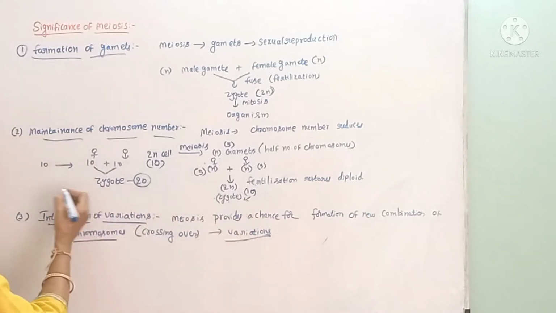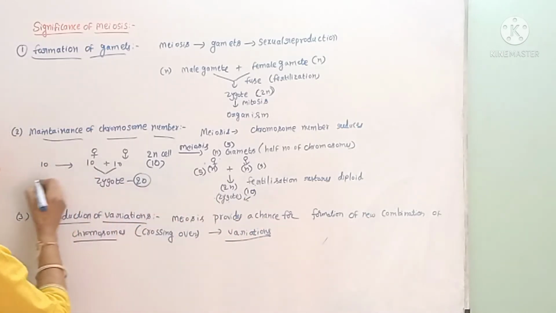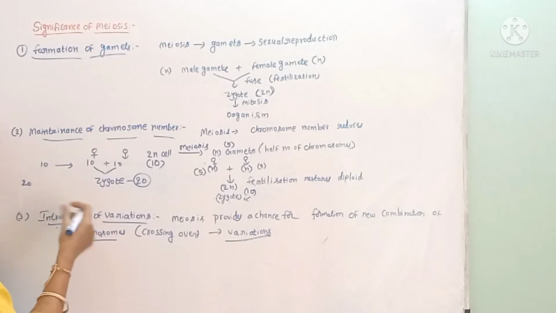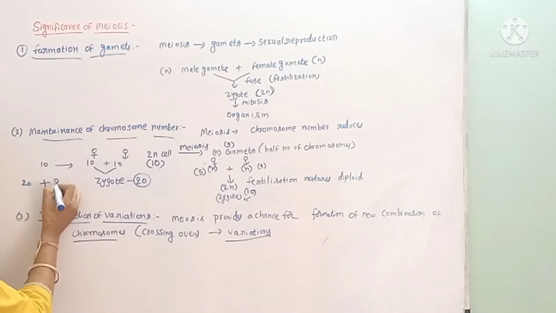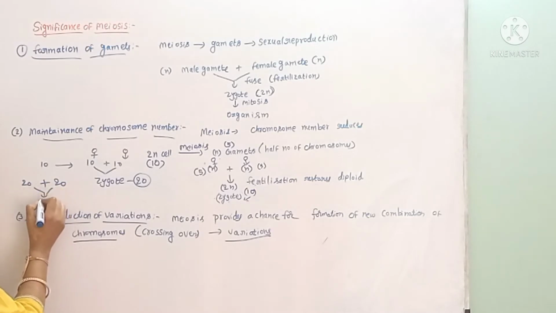And in the next generation, what will happen? These 20 chromosomes are carried in each cell, and the gametes also have the same 20 chromosomes. 20 plus 20 finally leads to 40 chromosomes in another generation.